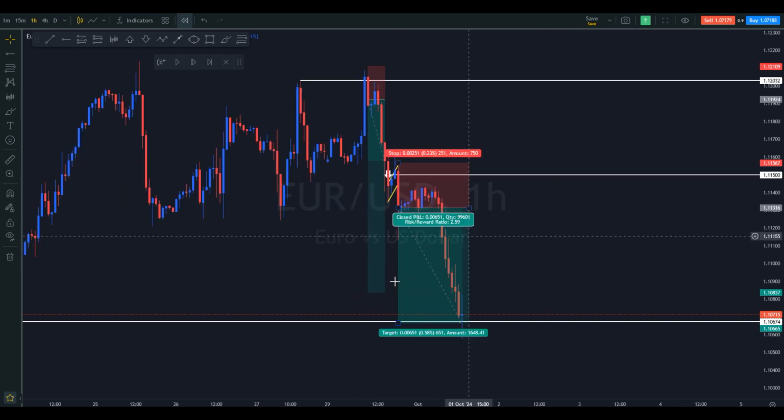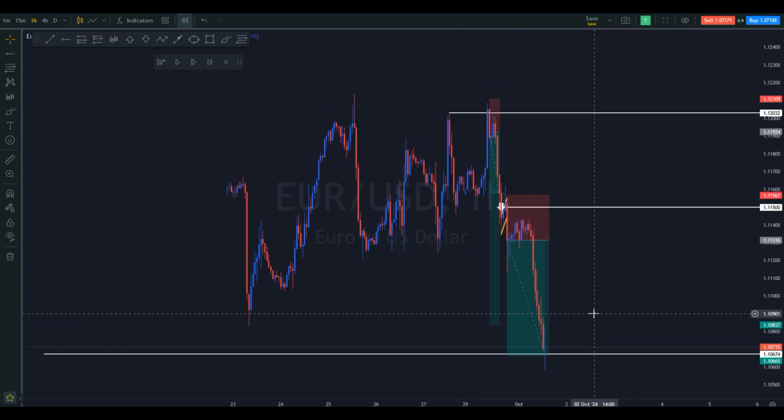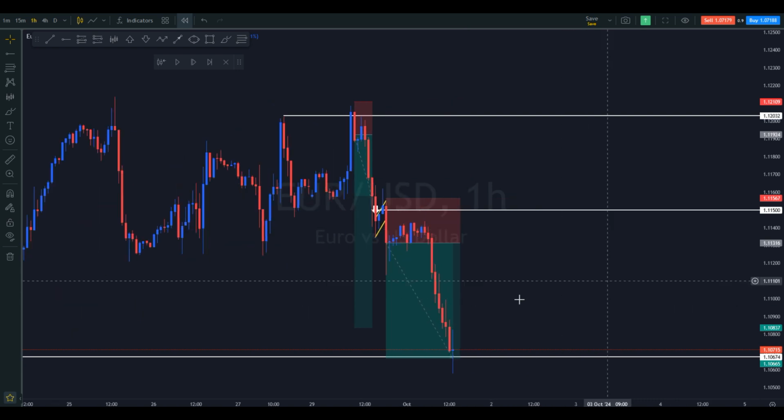Okay, so here, guys, this is how I trade. This is how I capitalize from the impulse. The main focus for this strategy, guys, is to enter when the impulse starts. So yeah, this is how we trade like a falcon.